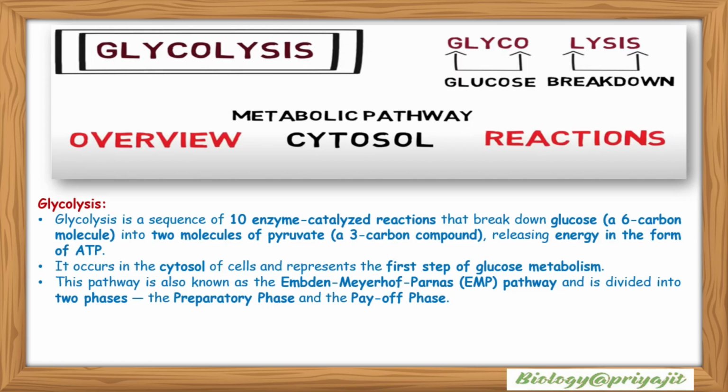Glycolysis is basically a sequence of 10 enzyme catalyzed reactions that break down glucose, a 6 carbon molecule, into 2 molecules of pyruvate, which is a 3 carbon compound, releasing energy in the form of ATP. Glycolysis occurs in the cytosol of the cell and represents the first step of glucose metabolism. This pathway is also known as the Embden-Meyerhof-Parnas or EMP pathway and is divided into two phases, the preparatory phase and the payoff phase.